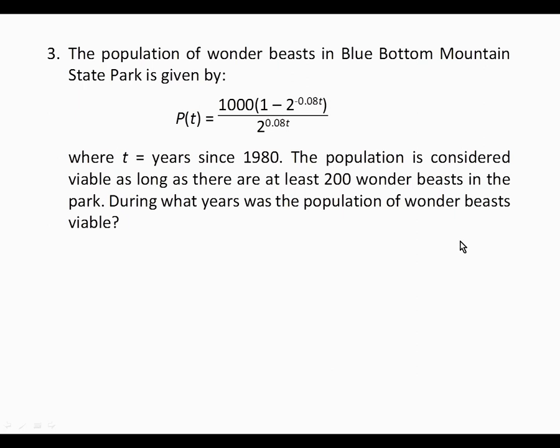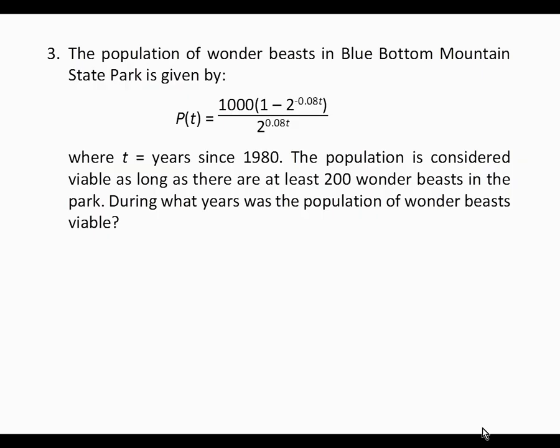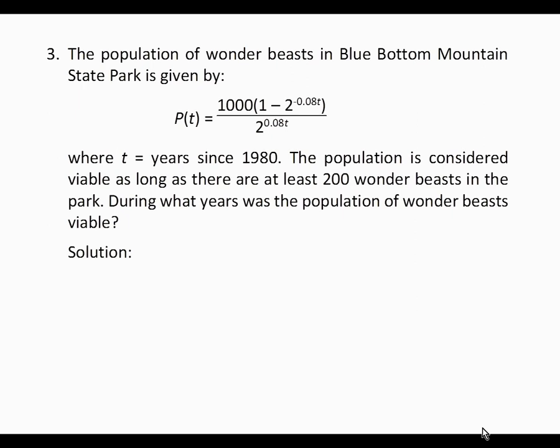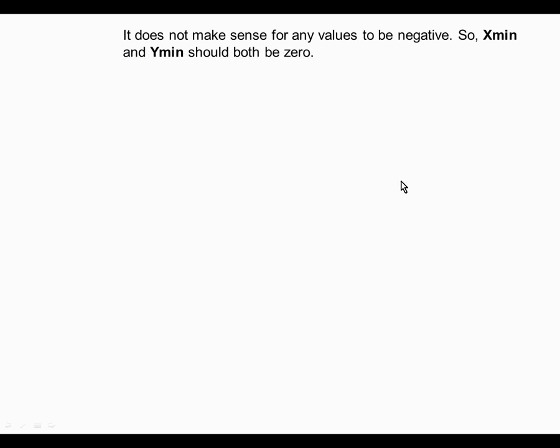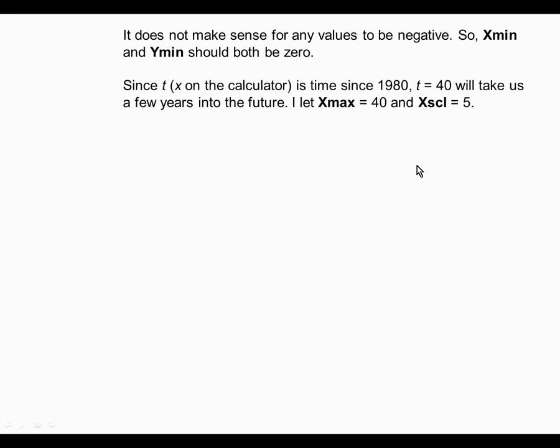So again, there's that word "at least." That means greater than or equal to. So our solution. Again, as one step, I've got to set my window. It does not make sense for any values to be negative, so x min and y min should both be 0. Since t, which is x on the calculator, is time since 1980, t equals 40 will take us a few years into the future, right? What is that? The year 2020. So I'm going to let my x max be 40.